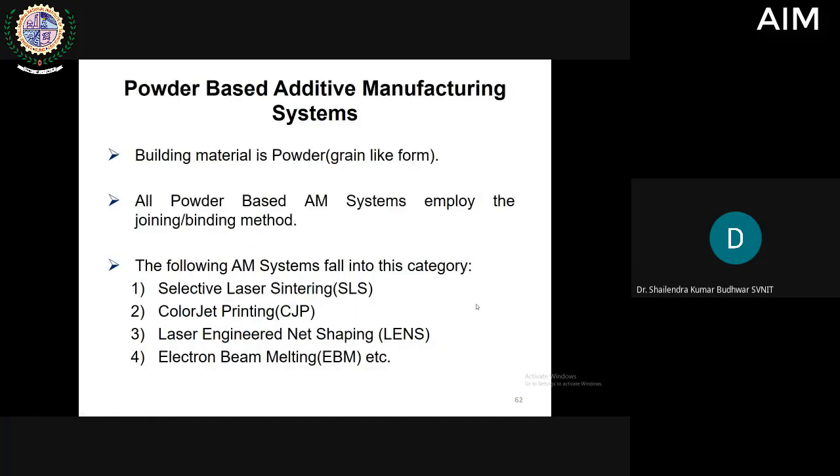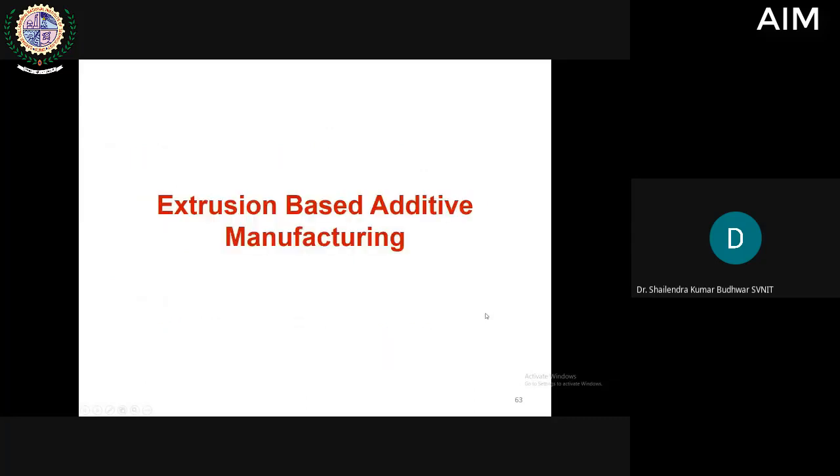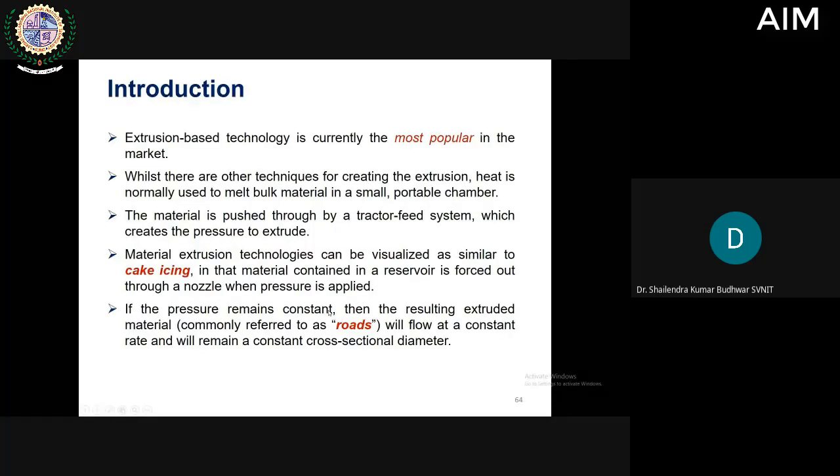Powder-based additive manufacturing systems are where the building material is powder, in a grain-like form. All powder-based AM systems employ a joining or binding method, like SLS, CJP, LENS, EBM. So we will discuss this extrusion-based additive manufacturing technique, which is most widely used. Its other name is fused deposition modeling or FFF technique. It is the most popular in the market.